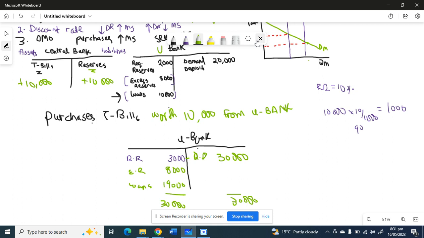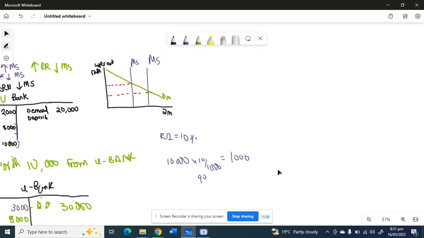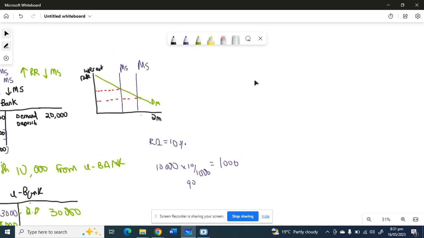So more money is being loaned out. So we say businesses and firms and also people in general are borrowing more in the economy. So let's now translate all of this to the aggregate supply, aggregate demand curve. All right.